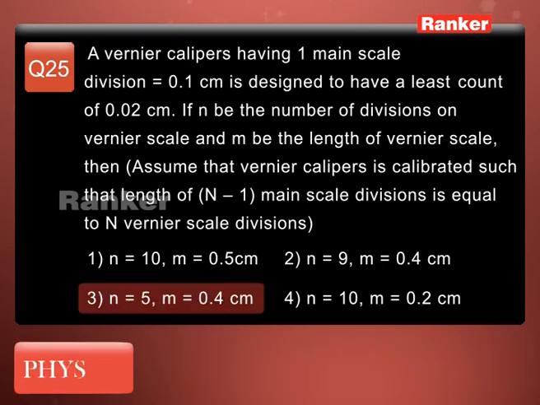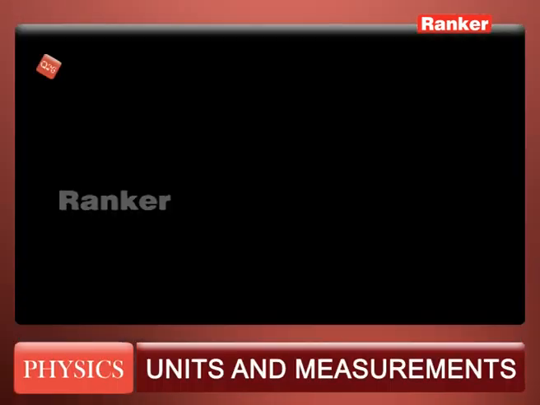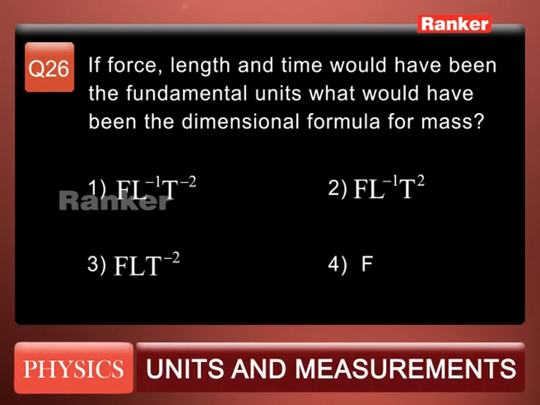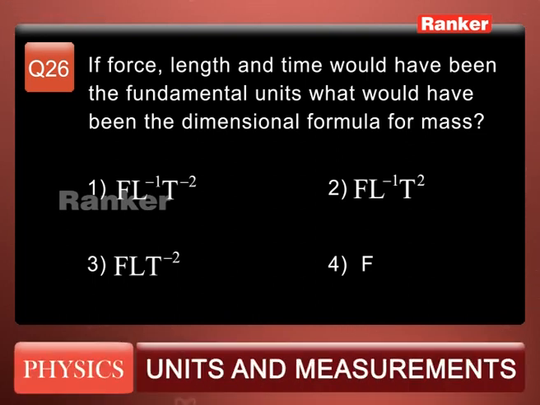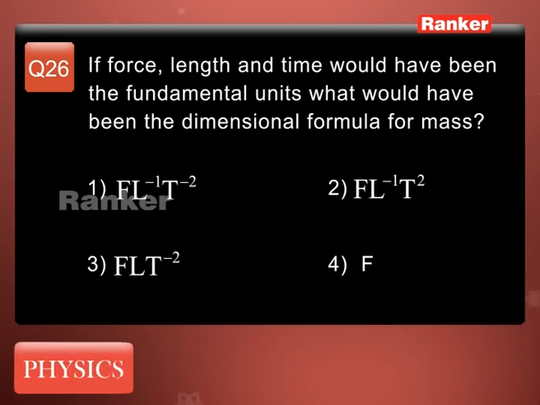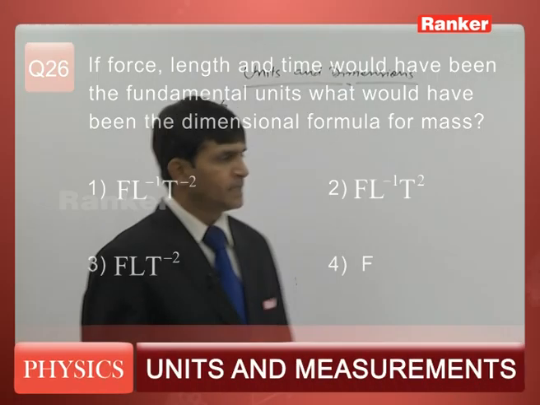Is the correct option. In the question number 26, if force, length and time would have been the fundamental units, what would have been the dimensional formula for mass? First option is F L minus 1 T minus 2. Second option F L minus 1 T 2. Third option F L T minus 2. Fourth option F.